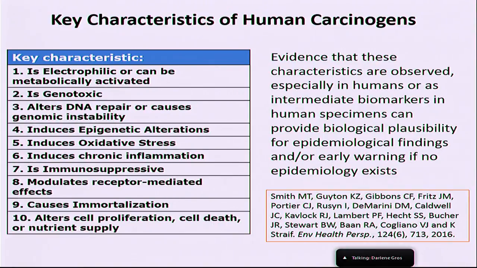So evidence that these characteristics are observed in humans or as intermediate biomarkers in human specimens helps provide biological plausibility, especially in the context of an IARC evaluation, where they look at basically what's the evidence in humans, what's the evidence in experimental animals, and they rank the mechanistic evidence according to whether there is a mechanism that's strong, moderate, or weak, and operates in humans. And so this idea that the characteristics could be observed in humans or human specimens becomes very important in an IARC type evaluation.